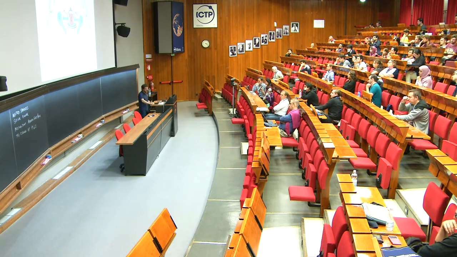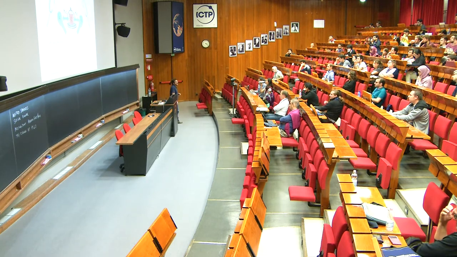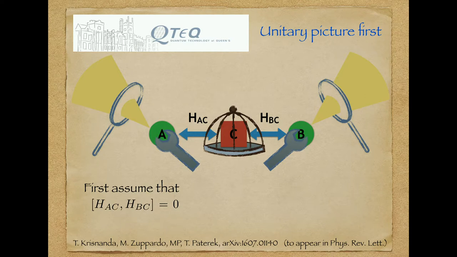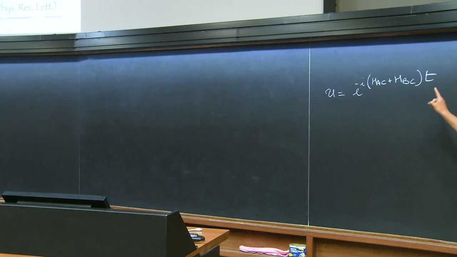And also allow me to make a simplification. Again, this is a first step. We are going to the full case in a bit. So my first assumption is that the Hamiltonian between A and C commutes with the Hamiltonian between C and B, okay? So if you now consider the total time evolution operator of the system, this will be something like this. If you can read my handwriting, okay? So in general, that's what we have.